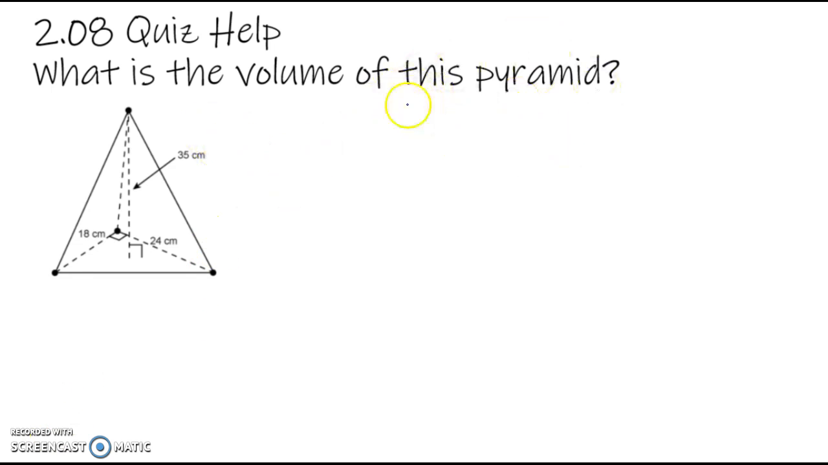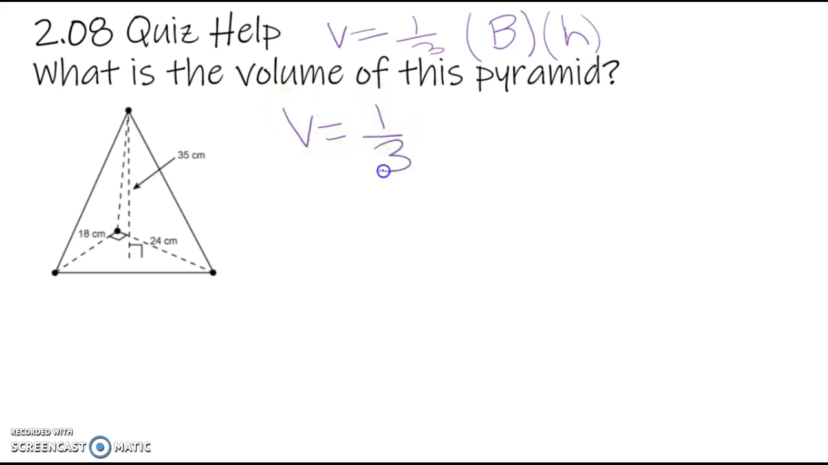So before we go any further, I want you to remember that to find the volume of any pyramid, you do 1/3 times the area of the base. I'm going to do a capital B to remind us that it's the area of the base and not just some length, times the height. So we'll take 1/3 times, and now you have to look at the base of the pyramid. What shape is it? Is it a square? Is it a triangle? In this case, it's a triangle, and it's a right triangle.